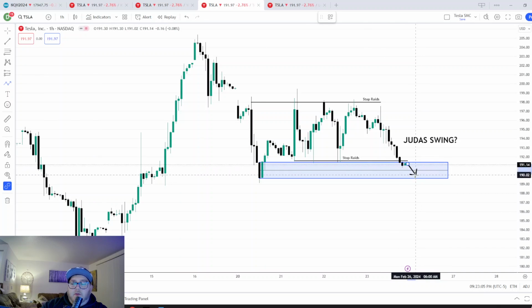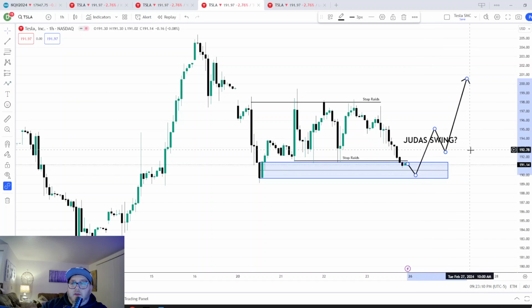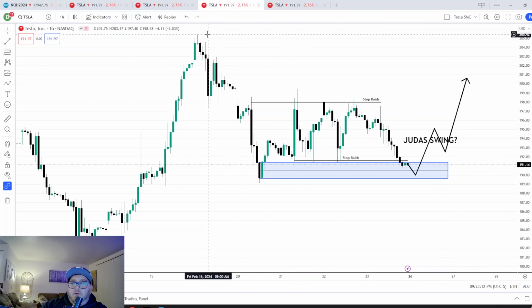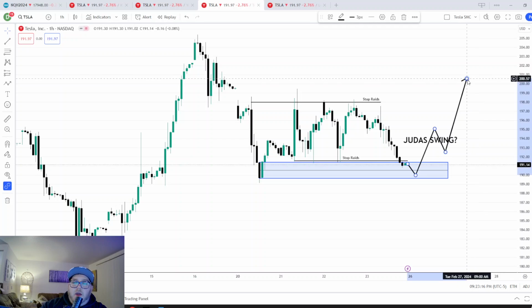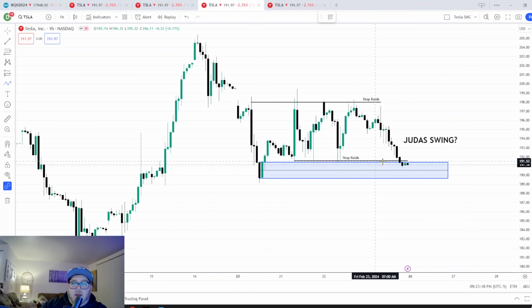Even if we drop down a little bit further, then what I want to see is I want to see us start to make moves like this, right? To the upside, eventually running out this 205.42 and then going to those targets we talked about on the higher time frame charts.